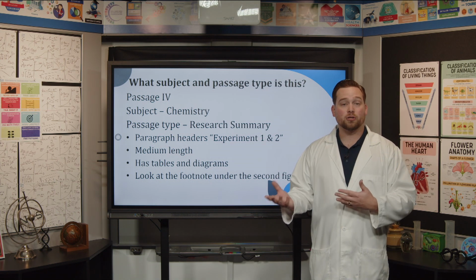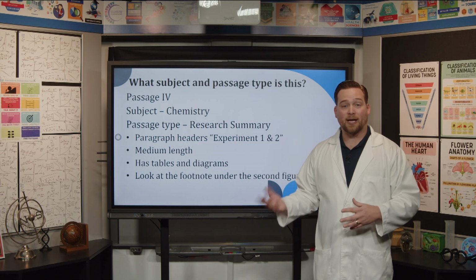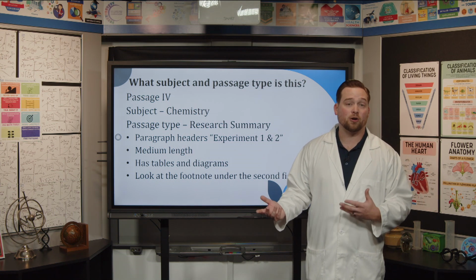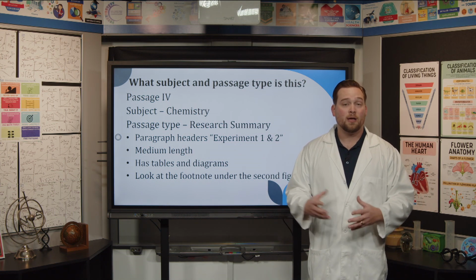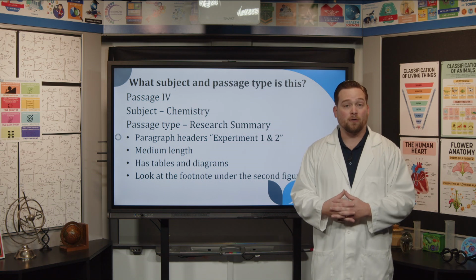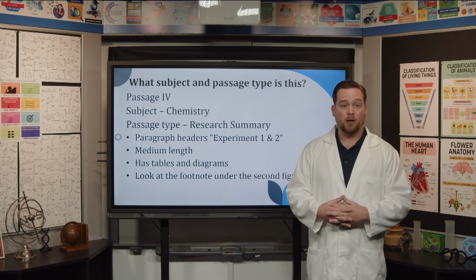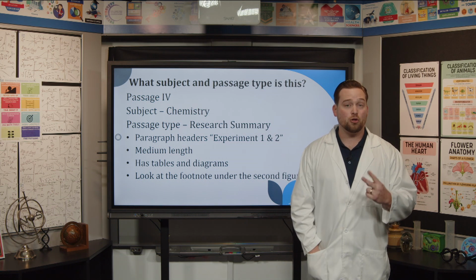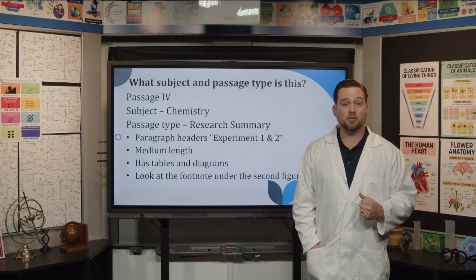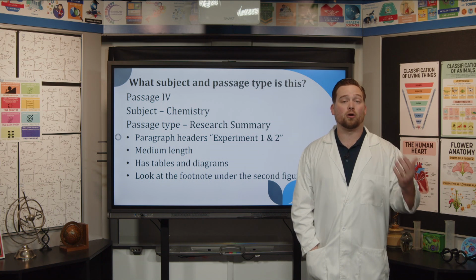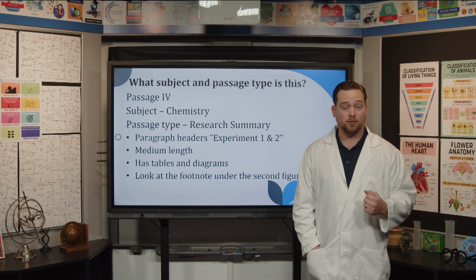Okay, and then there's also tables and diagrams here, and like I said earlier, the footnote helped us figure out what the subject was. Creating ammonia is definitely going to fall into a chemistry subject. Okay, great, so that's subject 4. I've got 2 more to do. I'm hoping this is making sense, and I'll show you later on in future lessons why this is so important.